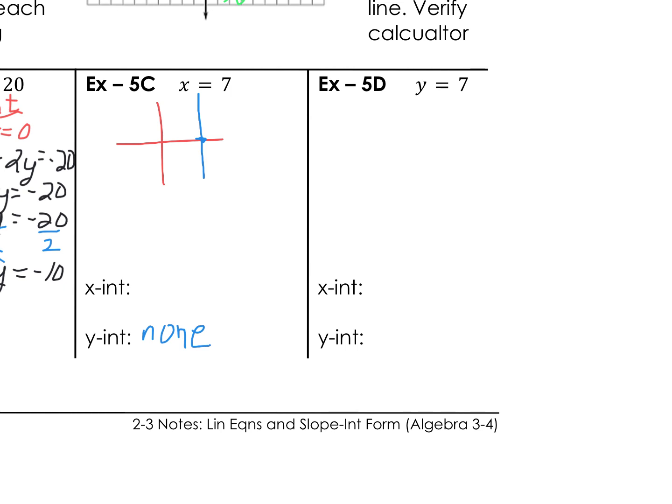But notice that this is where the graph is crossing the x-axis. So the x value is 7, and of course the y value is 0. So that becomes your x-intercept, 7, 0.